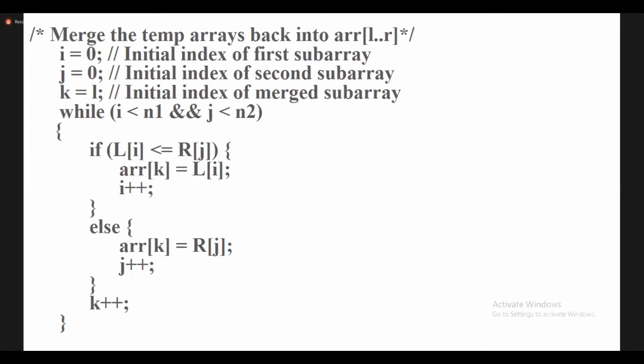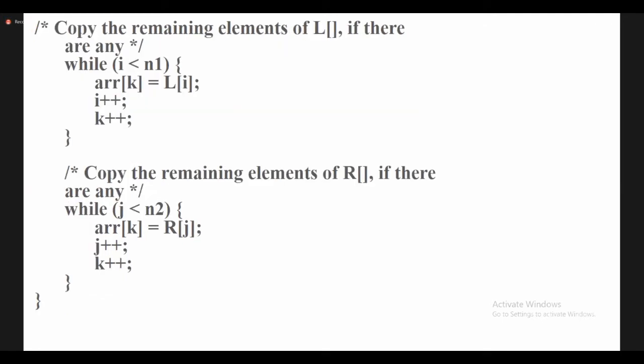The process is stopped. After that, if any list is completed and control reaches the last element, then while I less than n1: array of K is equal to L of I. All of the left side array completely moves to the array of K. I value is increased by 1 and K value is increased by 1. Similarly, while J less than n2: array of K is equal to R of J, J plus plus, K plus plus. Okay.